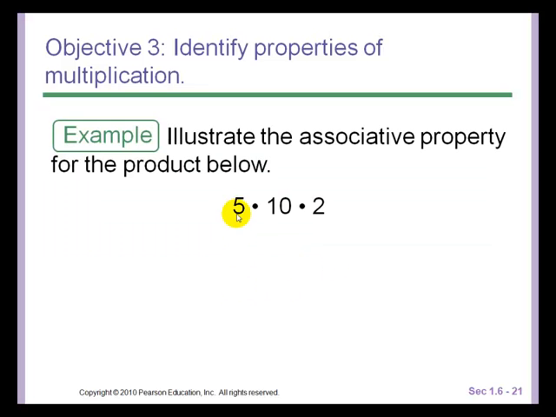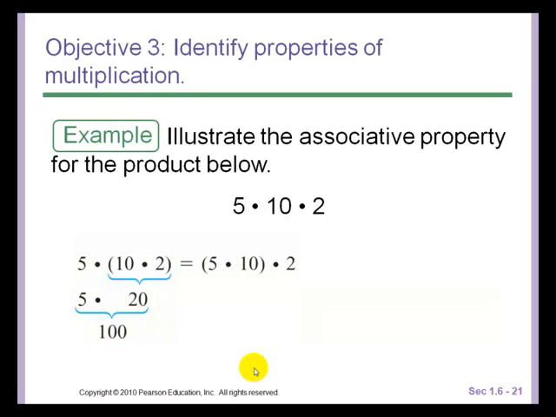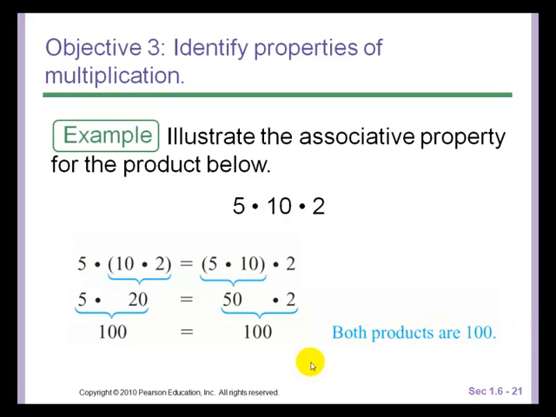Here's an example. We have 5 times 10 times 2. One option is to start with the 10 times 2. Another option is to start with the 5 times 10. If we look on the left side, if we start with the 10 times 2, we get 20, and then 5 times 20 is 100. On the right side, if we start with 5 times 10, we get 50, and 50 times 2 is 100. Notice that both products are 100. It does not matter which one you start with.